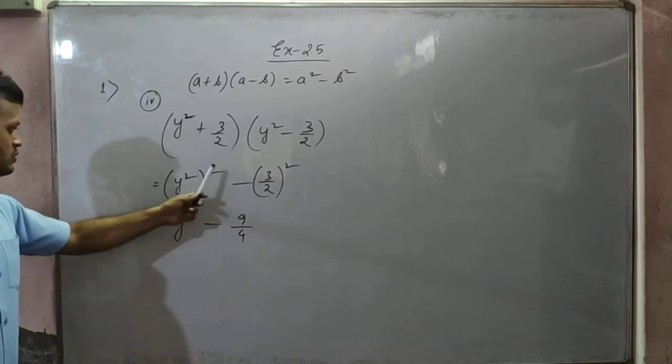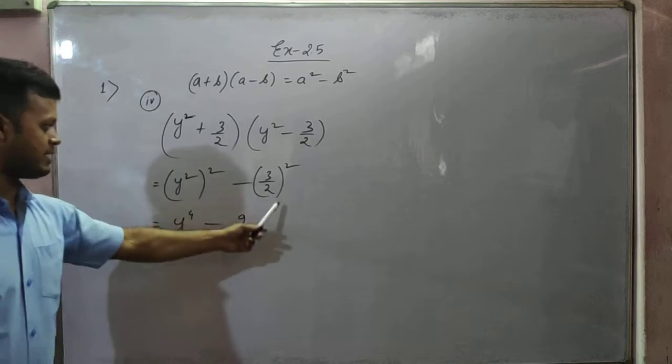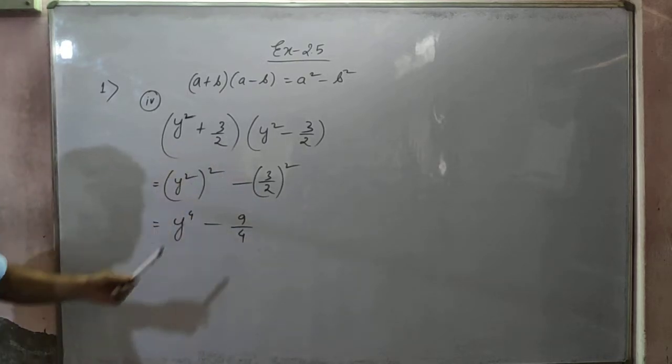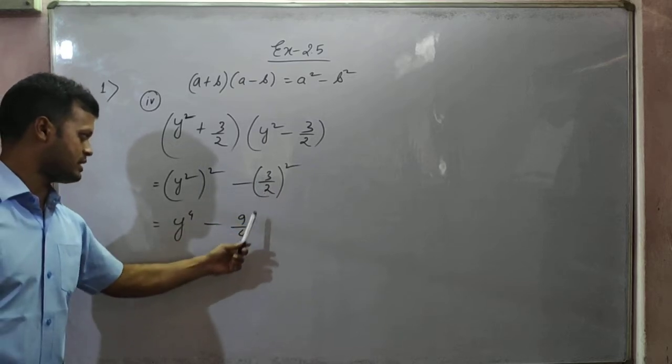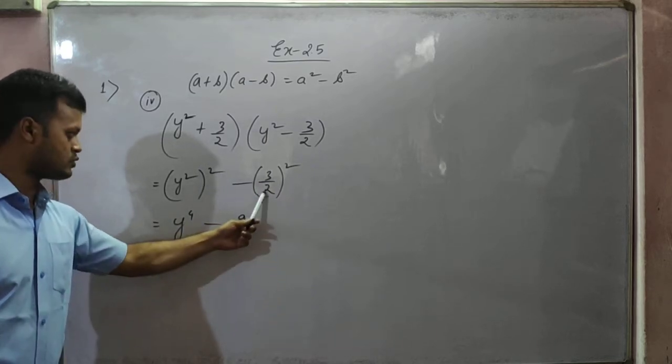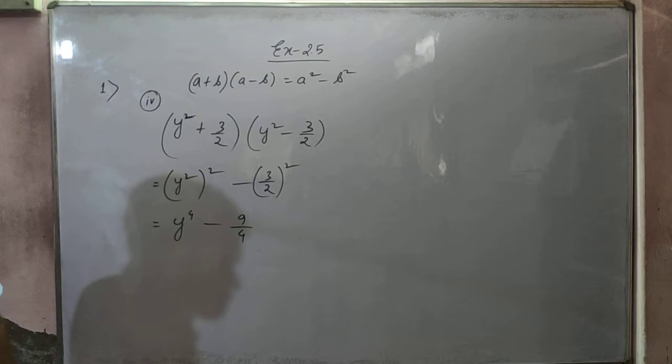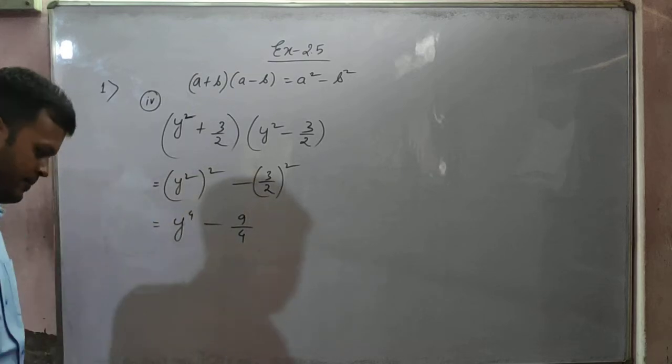a square means what? (y square) whole square. And b square means (3 by 2) whole square. So (y square) whole square, 2 into 2, will become y to the power 4, and 3 square is how much? 9. 3 square will become 9 and 2 square will become 4. Understood?